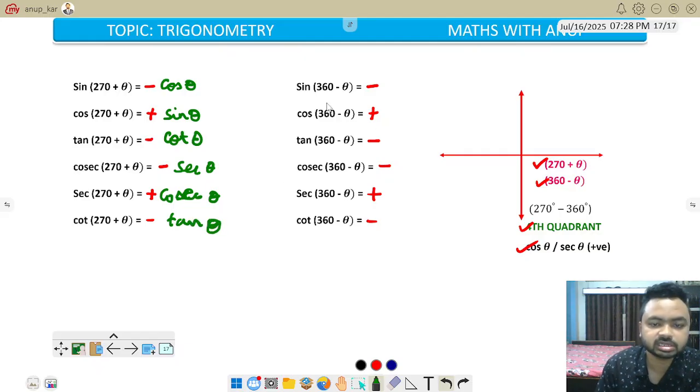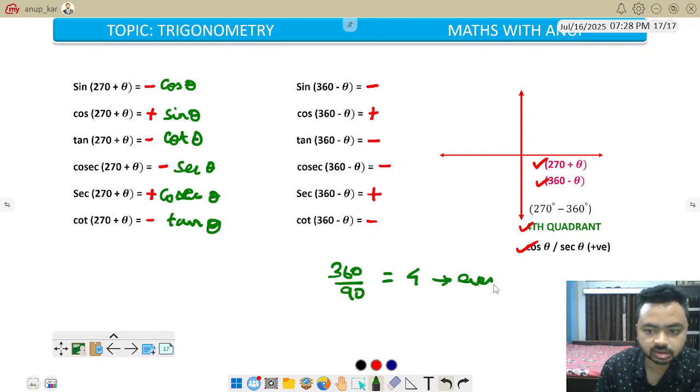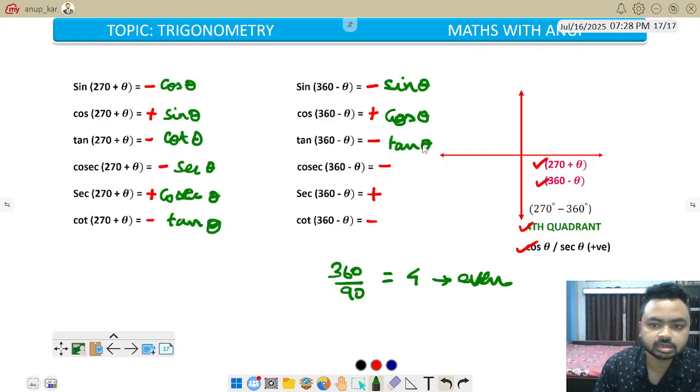Here as it is 360, we divide by 90, we will get 4, which is what? Even multiple. So does it change? It won't change. Sin will remain as sin theta, cos will remain as cos theta, tan will remain as tan theta, cosec will remain as cosec theta, sec will remain as sec theta, and cot will remain as cot theta.